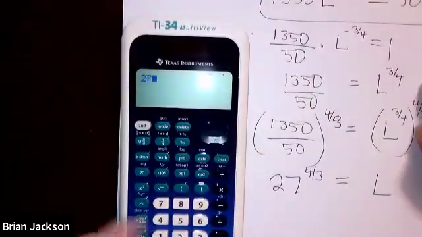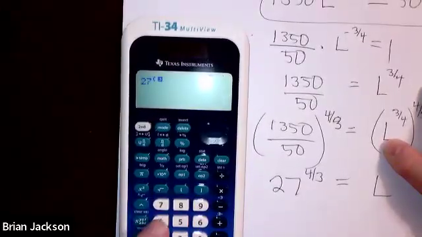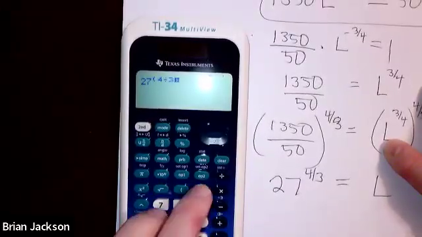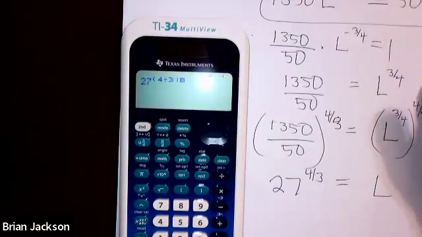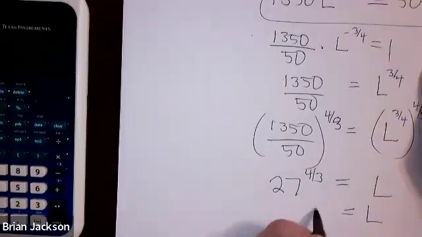So 27 raised to the 4/3. I'm going to need to use my parentheses here: 4 divided by 3. No big deal. You get 81. L equals 81.